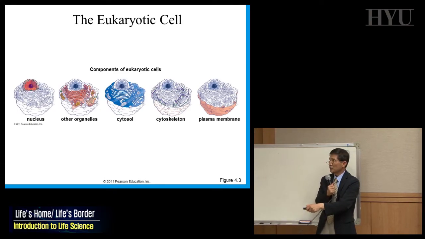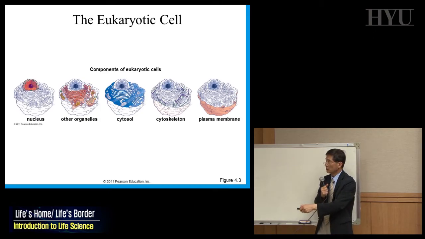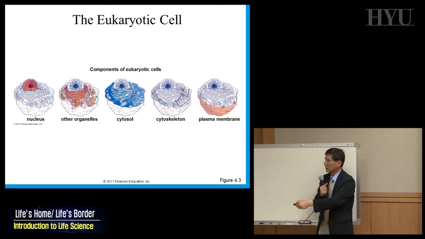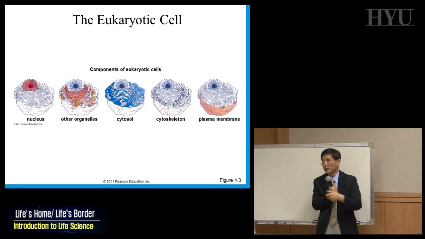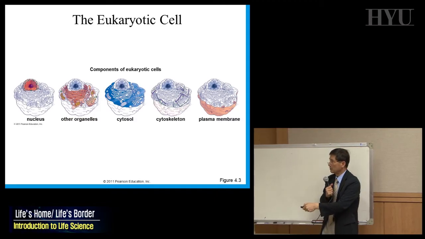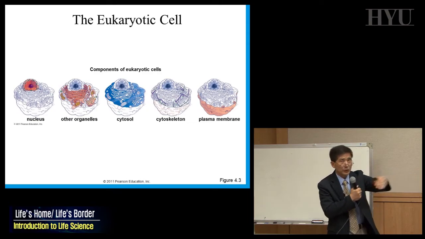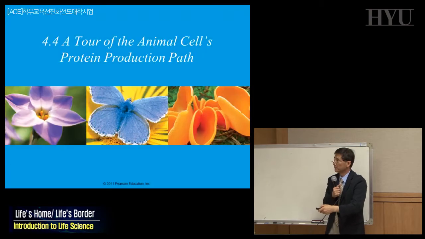Cytosol is the space or fluid between the nucleus and the inside of the plasma membrane. Cytoskeleton: skeleton means bones, so they are the constructions inside the cell. The last one is the plasma membrane, the outside boundary, the boundary of the cell.